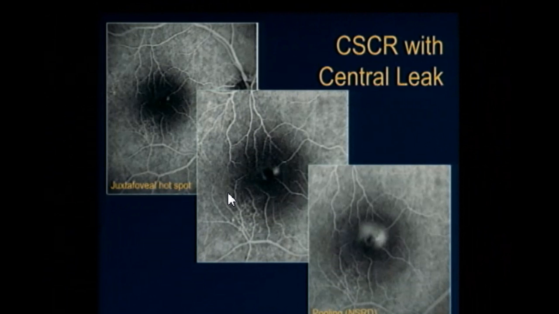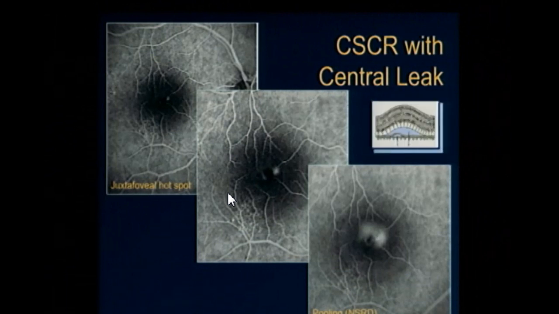For instance, here you have a juxtafoveal hotspot that has increased. We've seen this one before, with pooling and neurosensory retinal detachment under the center of the fovea. This is where the fluid is coming out from the RPE, through the RPE, and pooling under the retina.